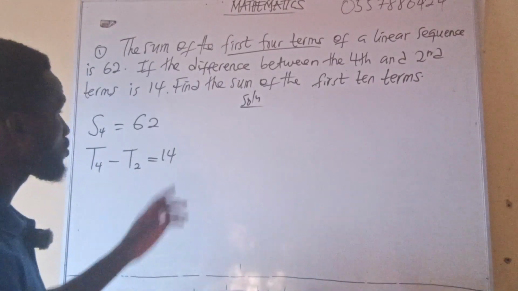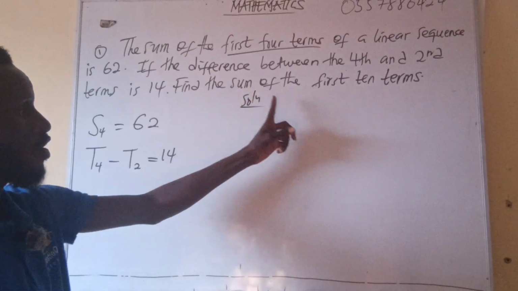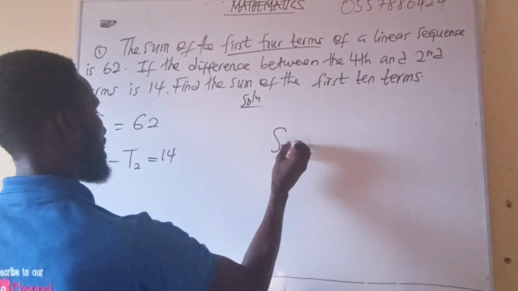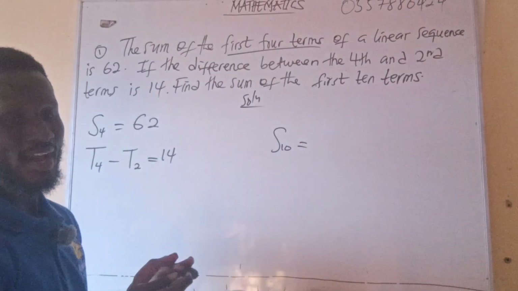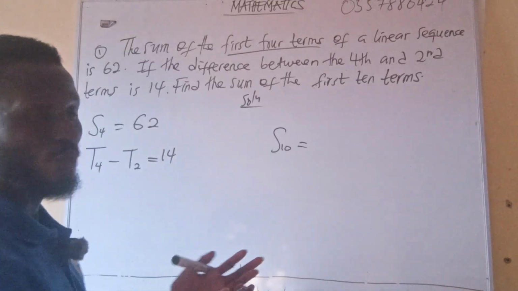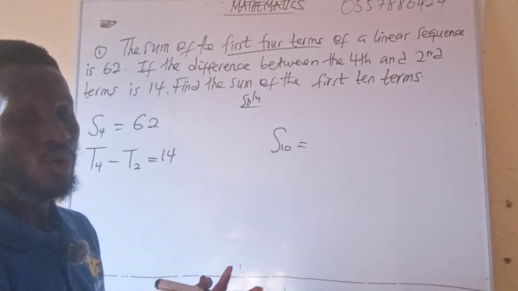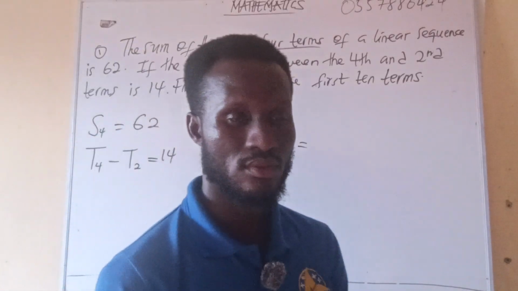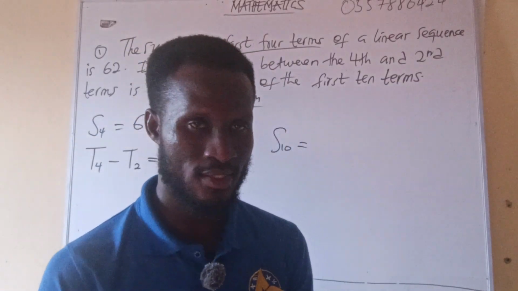The question says we should find the sum of the first 10 terms. Now how are you going to solve this question? We don't know the first term and we don't know the second term. So how can we solve this?